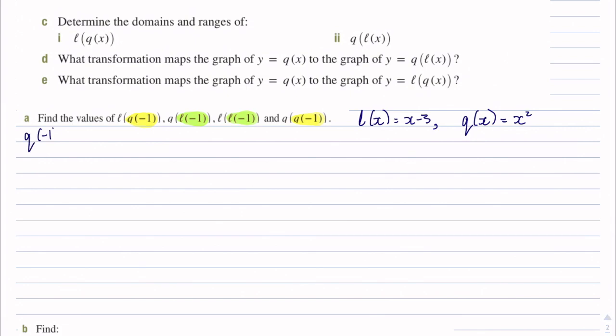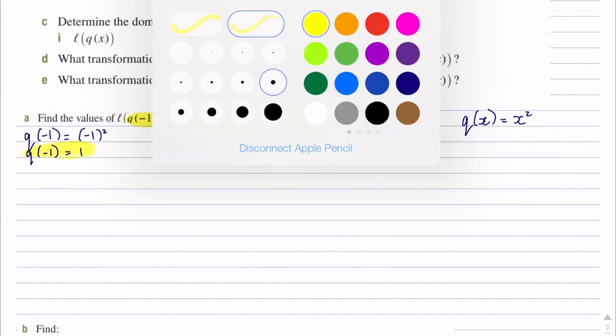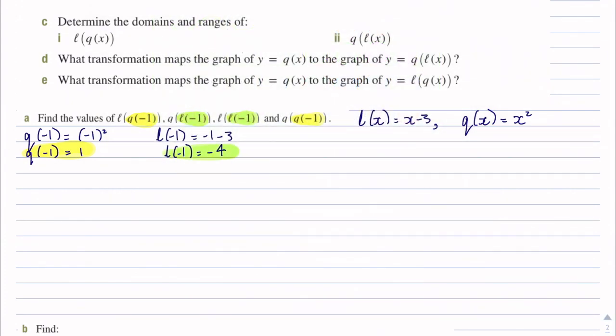Q of minus 1 is just x squared with minus 1 instead of x. Minus 1 squared, which comes out as 1. So Q of minus 1 equals 1. L of minus 1, well, L of x was x take 3, so we've got minus 1 take 3. So L of minus 1 equals minus 4. Don't ask me why they've done a weird L. So that's that one. That's that one.